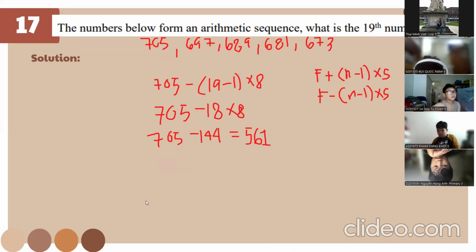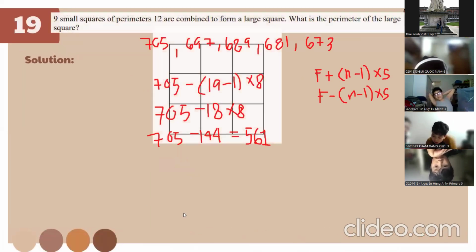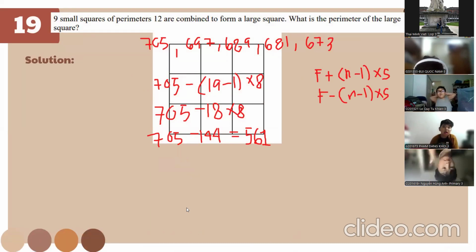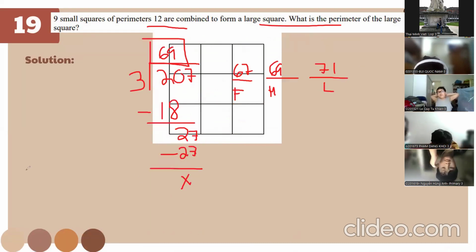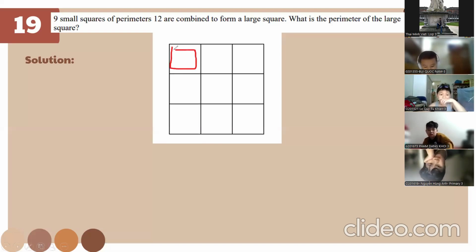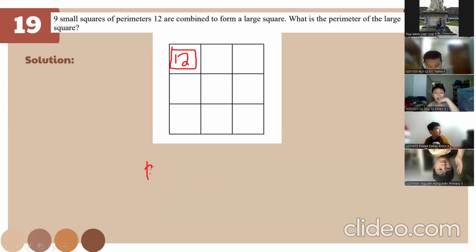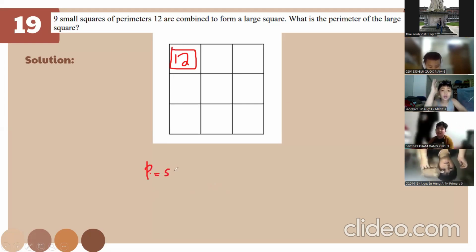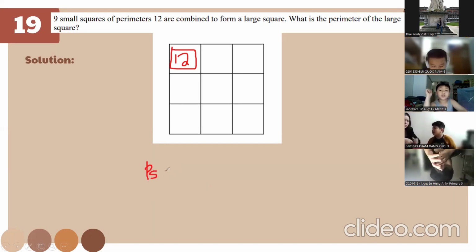Okay. Let's go to number 19. So, 9 small squares of perimeter 12 are combined to form a large square. What is the perimeter of the large square? So, we know by now, class, 9 small squares, the perimeter is 12. So, for this one, this one has a perimeter of 12. Right? So, what's the formula for perimeter of a square? Use the chat box.